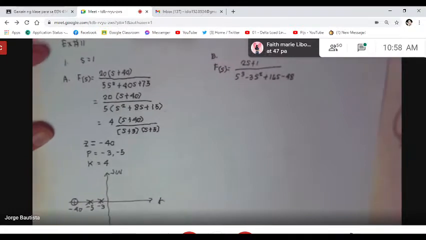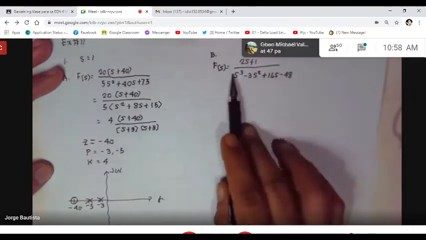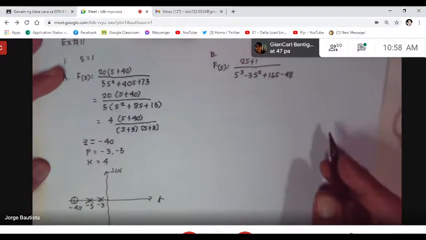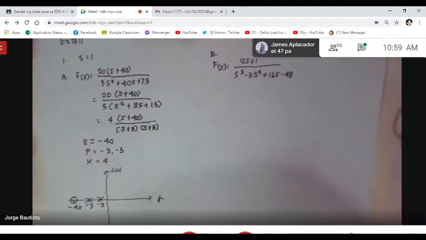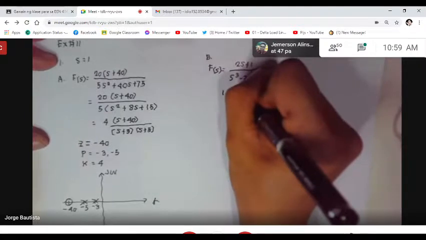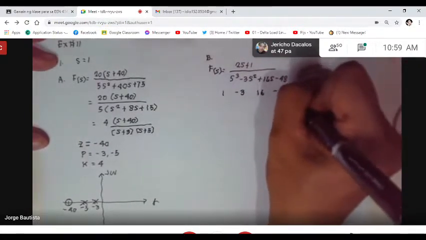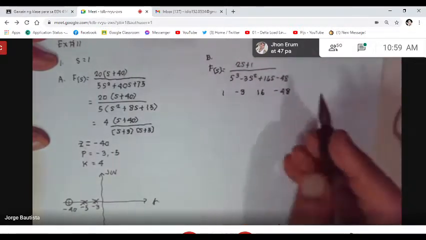Okay, letter B. So you have 2s over s cubed minus 2s squared plus 16s minus 48. So paano natin hahanapin itong root na to? Paano kaya? Synthetic? Magsi-synthetic division tayo. So 1, negative 3, 16, negative 48. Ganyan ang synthetic. Ito yung s cubed, s squared, s, tapos s raised to 0.